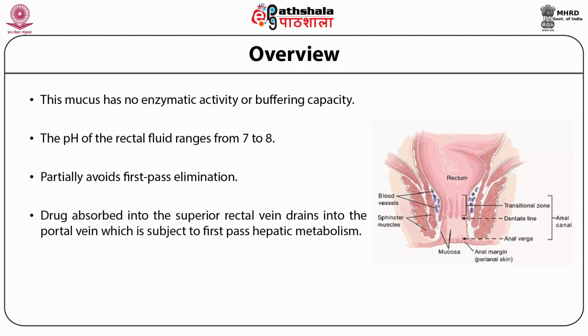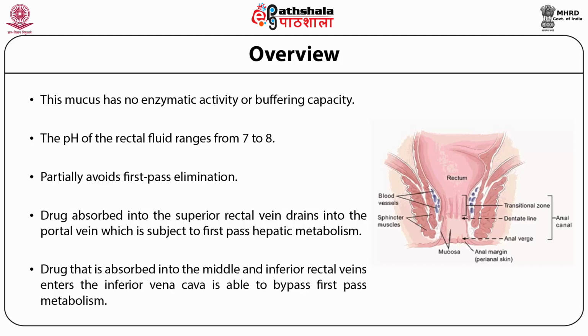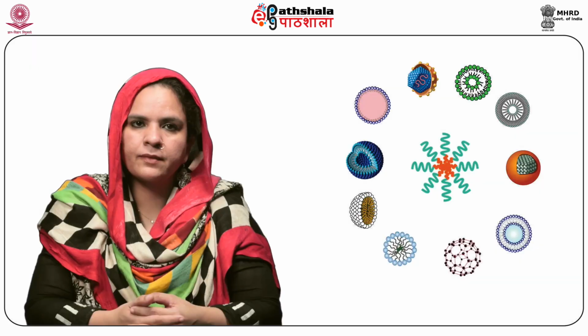The drug absorbed into the superior rectal vein drains into the portal vein, which is subjected to first pass hepatic metabolism. Drug that is absorbed into the middle and the inferior rectal veins enters the inferior vena cava and is therefore able to bypass first pass metabolism, making the site very suitable for delivery of drugs which suffer from the problem of first pass hepatic metabolism.